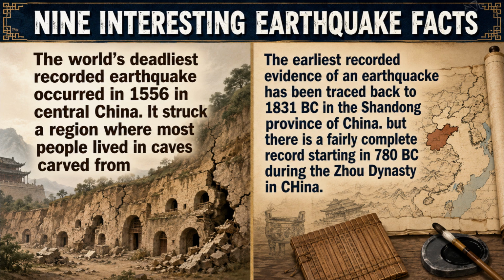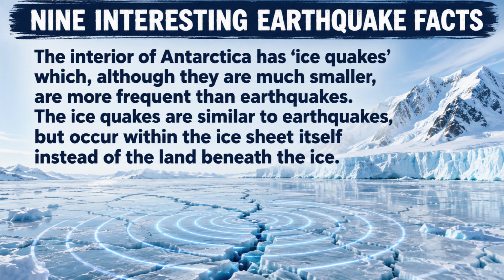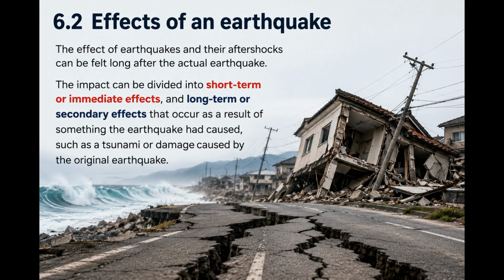The world's deadliest recorded earthquake occurred in 1556 in central China. It struck a region where most people lived in caves carved from soil. The earliest recorded evidence of an earthquake has been traced back to 1831 BC in the Shandong province of China. But there is a fairly complete record starting in 780 BC during the Zhou dynasty in China. The interior of Antarctica has ice quakes which, although they are much smaller, are more frequent than earthquakes. The ice quakes are similar to earthquakes, but occur within the ice sheet itself instead of the land beneath the ice.